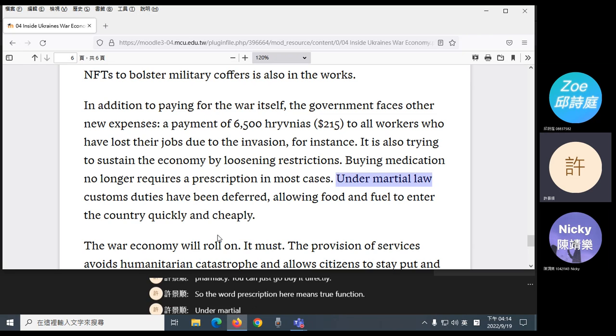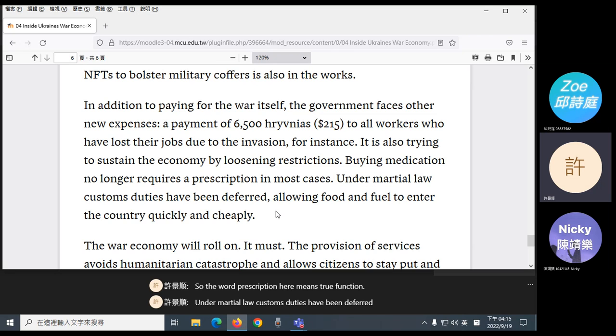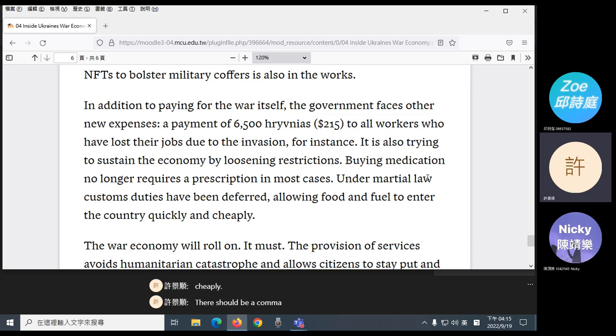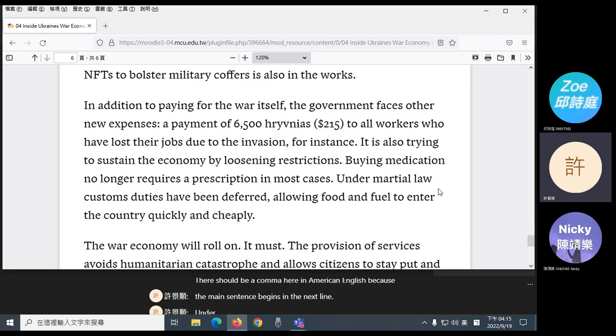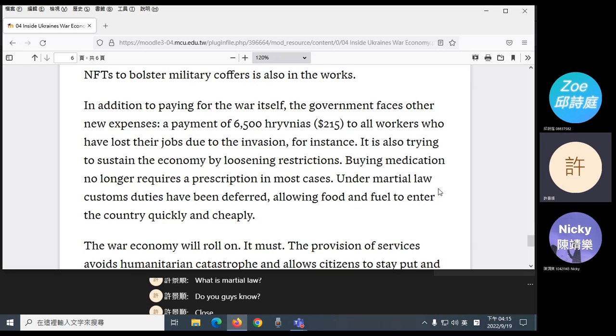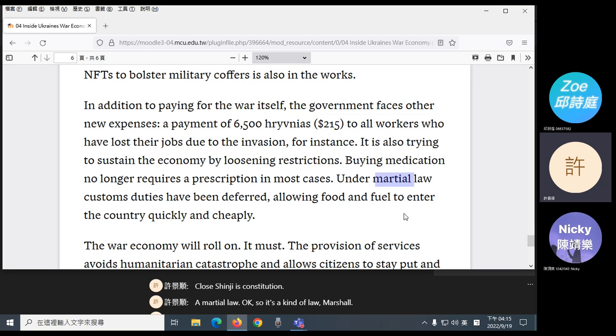Under martial law, customs duties have been deferred, allowing food and fuel to enter the country quickly and cheaply. There should be a comma here in American English, because the main sentence begins in the next line. Under martial law. What is martial law? Do you guys know? Close. 宪法 is constitution. A martial law. Okay, so it's a kind of law. Martial means fighting or war. So martial law is 戒严.